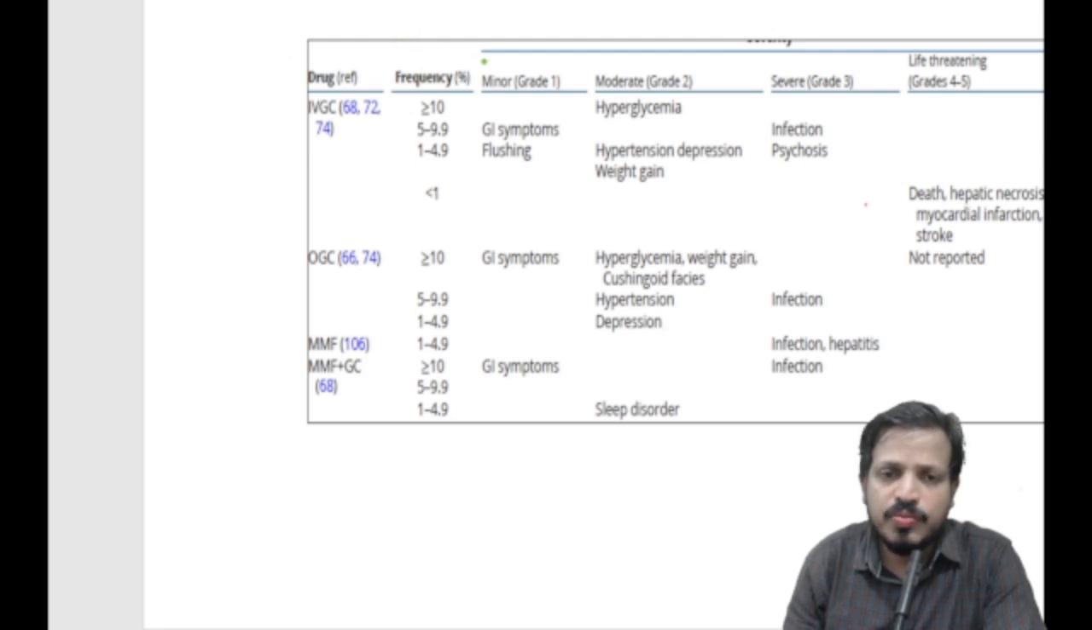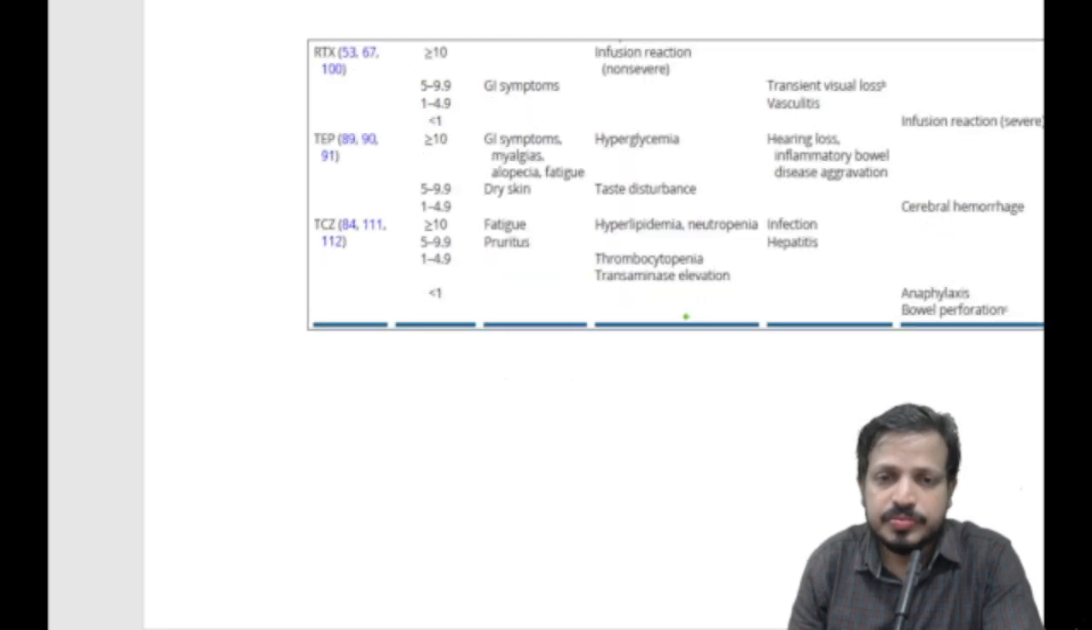With IV glucocorticoid, the most frequent side effect is hyperglycemia. Other concerns like GI symptoms, hypertension, weight gain, infection, and psychosis are there. With oral glucocorticoid, the more frequent effects are GI symptoms, hyperglycemia, Cushingoid features, and weight gain. And with MMF, the most frequent are infection and hepatitis, and GI symptoms are also common.